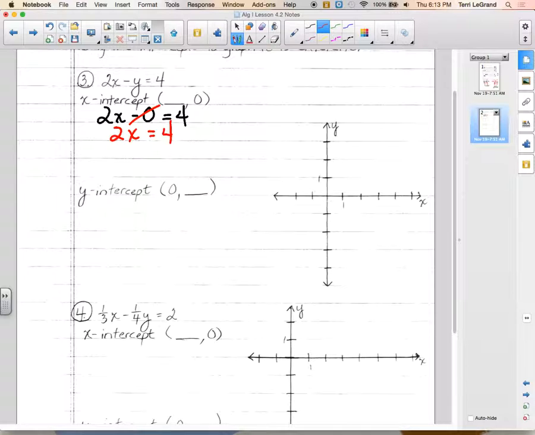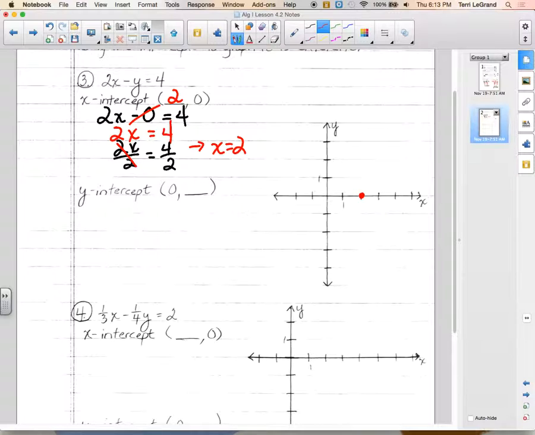So we have 2x divided by 2, 4 divided by 2. We end up with x equals 2. Or in other words, the ordered pair name for our x-intercept is the ordered pair (2, 0). So let's go over to our graph and put that point on right away. On the x-axis, at +2, we'll graph a point.